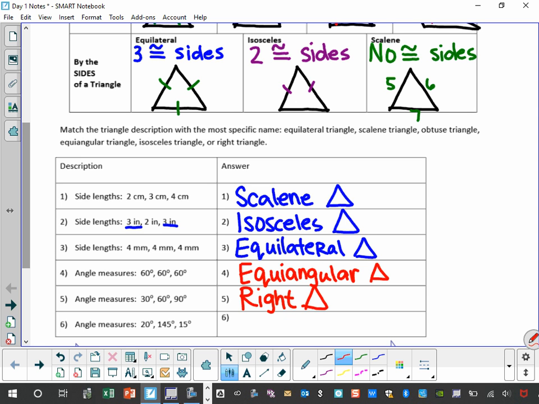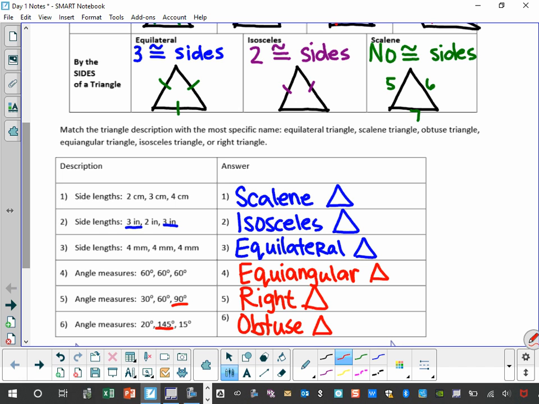All right, your angle measures, Diana, of 20 degrees, 145 degrees, and 15 degrees. That'd be equiangular, acute, right, or obtuse. Obtuse. Yes. She chose obtuse because if it has at least one obtuse angle, then it is going to be obtuse. All it takes is one.